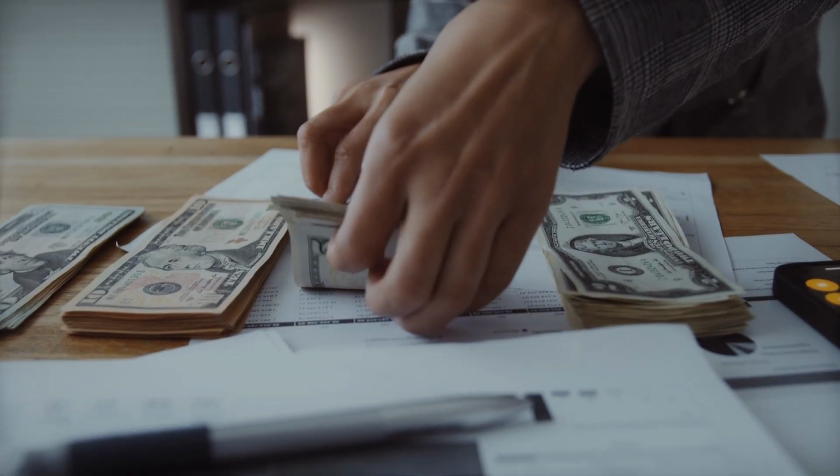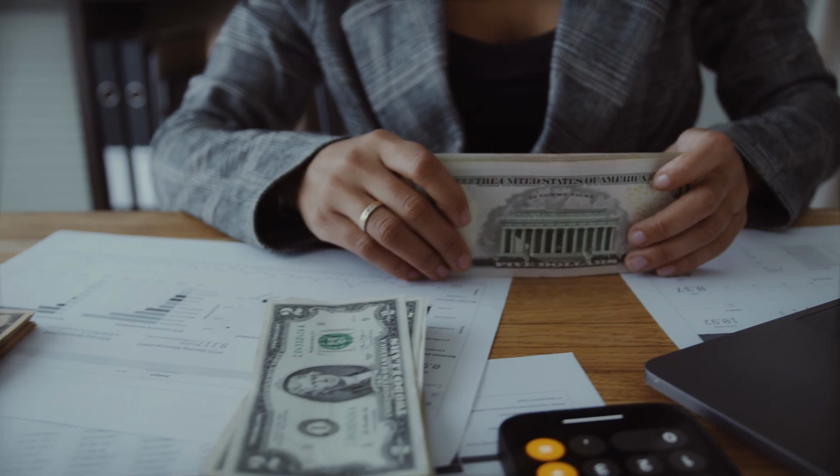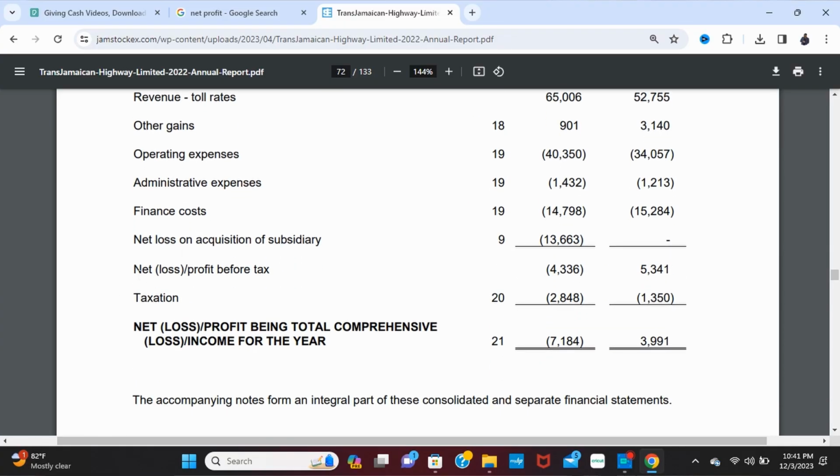Alright, so back to basics. What is a dividend? A dividend is essentially the disbursement of cash from a company to its investors, and this cash is normally dispersed from their net profit. It's just to say thank you for being a shareholder, in a nutshell.